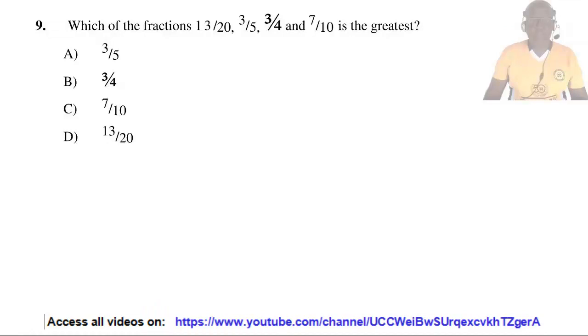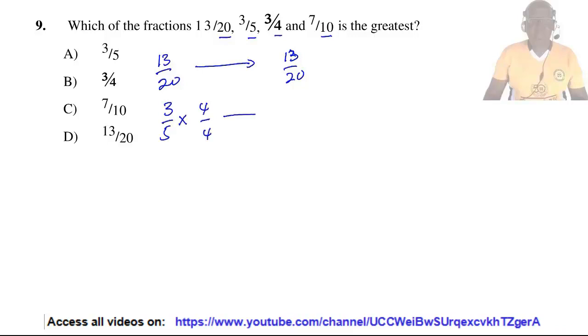Question 9. Which of the fractions 13 over 20, 3 over 5, 3/4, and 7 over 10 is the greatest? The LCM of 20, 5, 4, and 10 is 20. So we shall rewrite the fractions to have a denominator of 20. So 13 over 20 is still 13 over 20. Then for 3 over 5, we shall multiply by 4 and divide by 4. So we shall get 12 over 20.